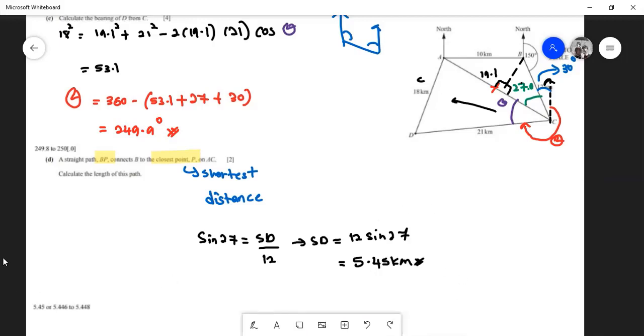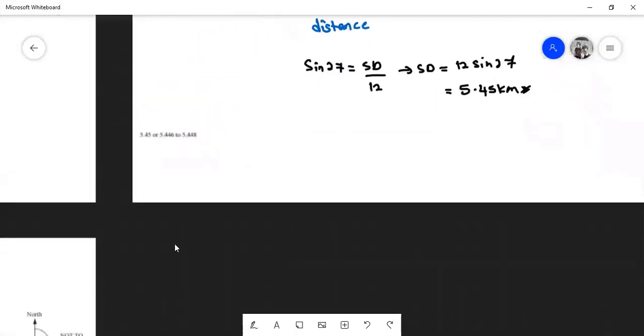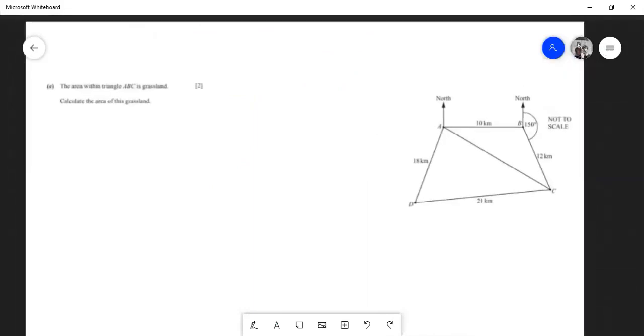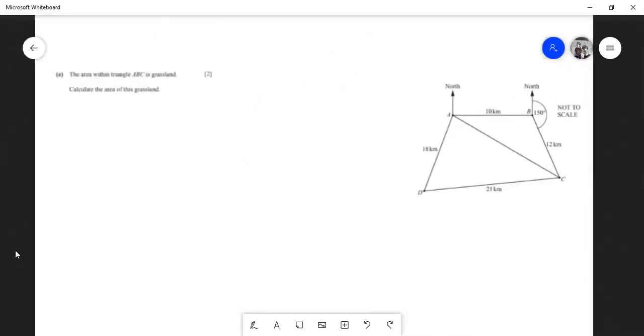I think that's about it. Oh, let's see. Oh, we have one more. Fine, let me finish it with you guys. Since it's a clinic, let me do the last one. What they say? They say calculate the area of the grassland. Quite easy this question. They say ABC is the grassland.